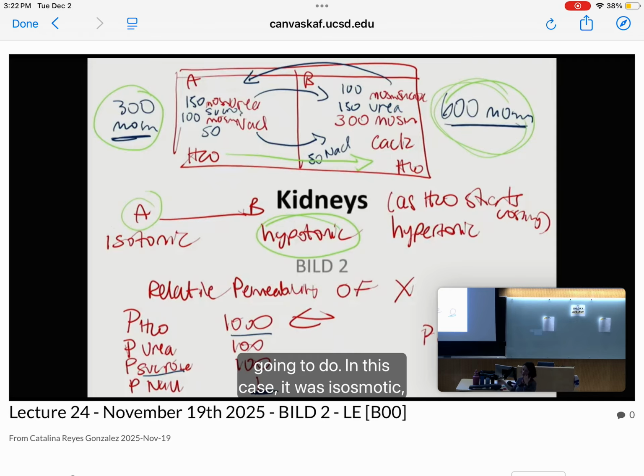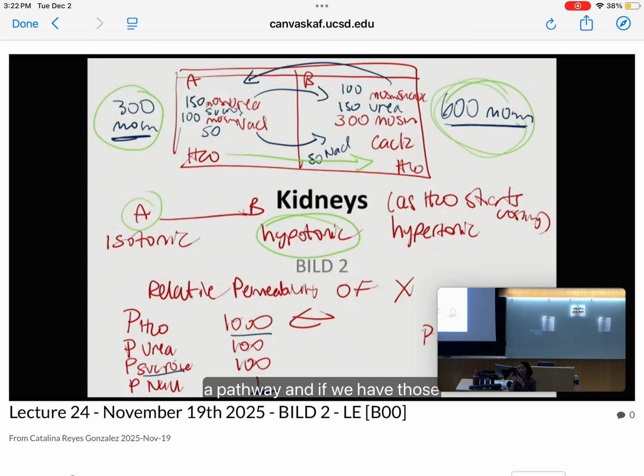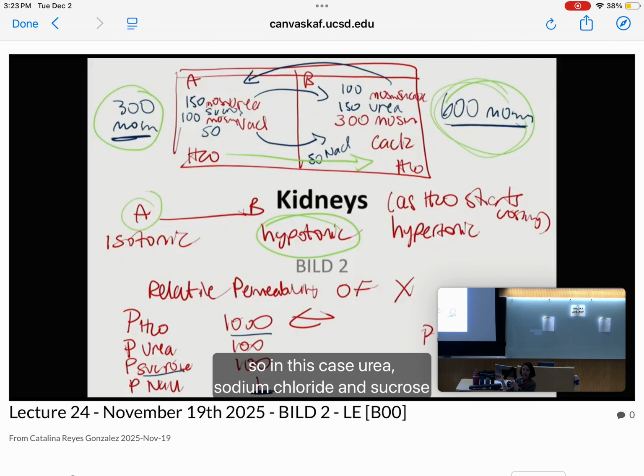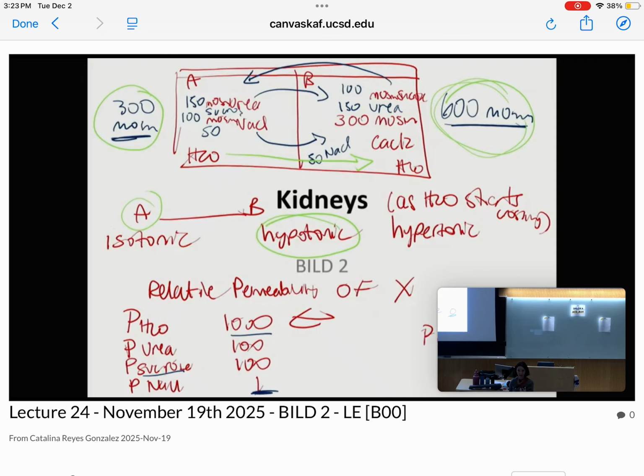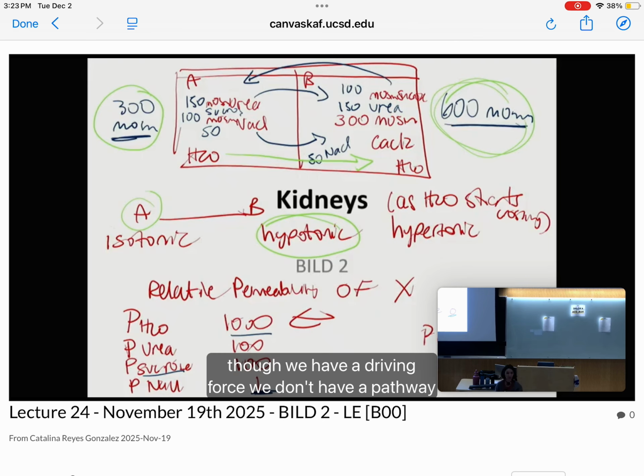In this case, it was isosmotic. So there was no net movement of water. But then the solutes will start moving. So you look at, do we have a concentration gradient or osmotic gradient, and do we have a pathway? And if we have those two things, then that particular chemical can move. Okay? So in this case, urea, sodium chloride, and sucrose could move. They're osmotically active. The membrane is permeable to them. And we have a driving force. Okay? And calcium chloride is osmotically inactive. Even though we have a driving force, we don't have a pathway. The membrane is not permeable to it, so it cannot move.